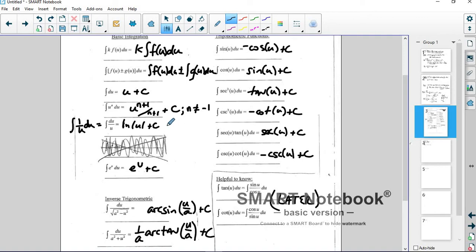There's a reason for that. Basically 1 over u can't be 0, but it could be negative, and the natural log does not work on negative numbers, so we have to throw in the absolute value. Integral of e to the u is e to the u. All the trig functions, pretty straightforward. And then we have these two inverse trig functions that match up. They don't match up perfectly with our derivative rules, but this a, we just throw it in there, and we'll do a couple of examples and show you how to play around with that.